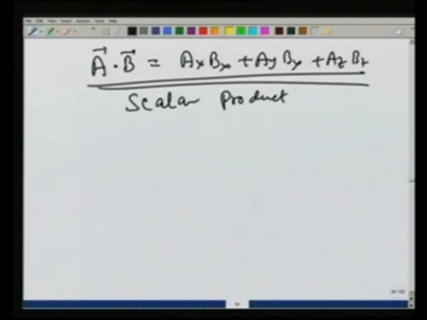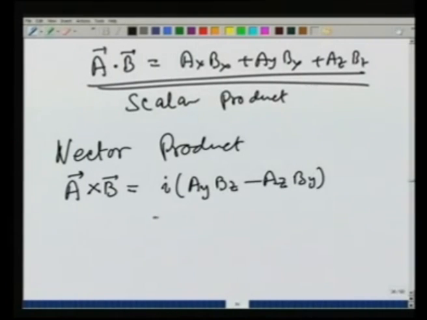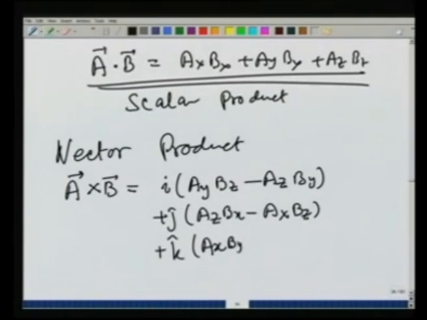Similarly, the other quantity that we define is the vector product, in which case A cross B is given as i times the x component, which is A y B z minus A z B y, plus j times the y component, which is A z B x minus A x B z, plus k times the z component, which is A x B y minus A y B x.